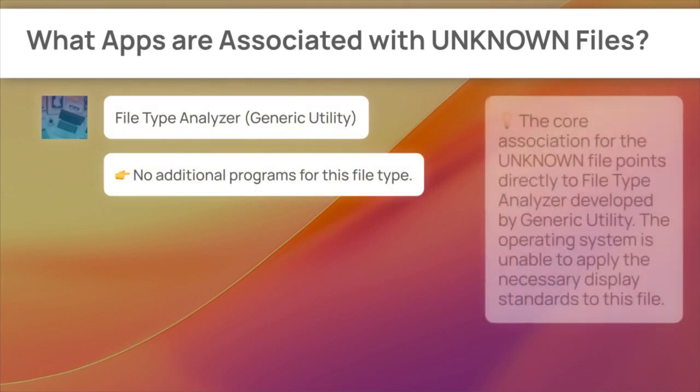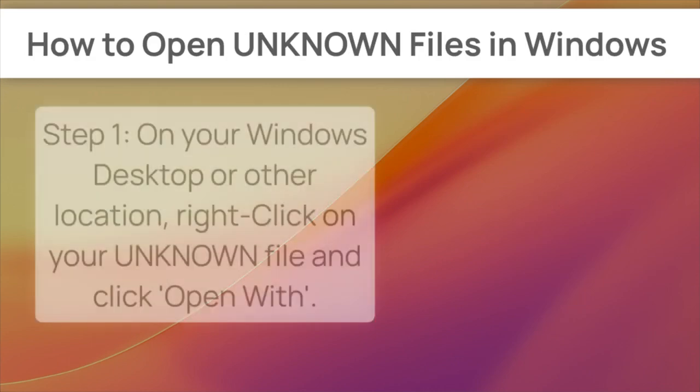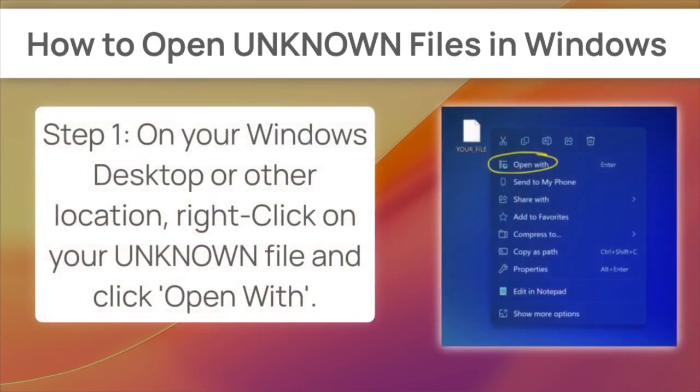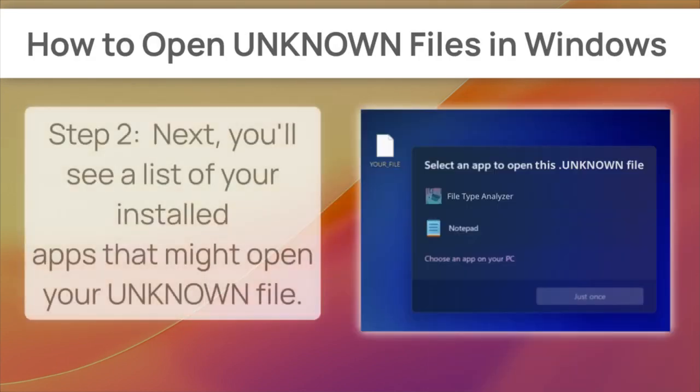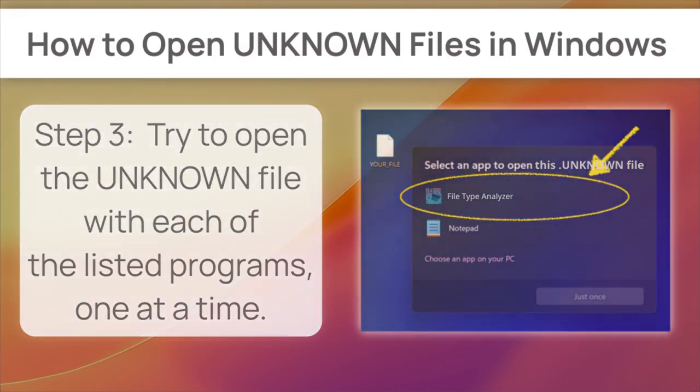The system can open the file as plain text, but cannot apply its intended visual formatting. Windows gives little information, requiring programs designed for the format's era. The first action is to find a compatible app. Right-click your unknown file and click Open With. Test File Type Analyzer if available. If it is unavailable, choose another program. We need to find the specific decoder.